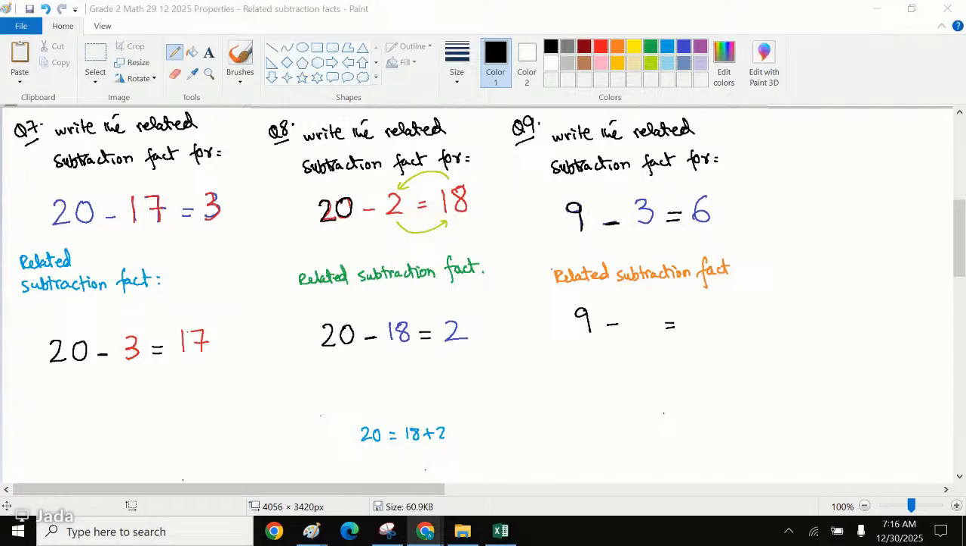Yes, thank you, Aiken. In this case, the answer is correct. 9 minus 6. What we are doing is we are swapping the positions of 3 and 6, right? 9 minus 6 would be equals to 3, right? So this pattern, this property is known as related subtraction facts, okay? And we can also say that the two smaller numbers, 6 plus 3, was equals to 9. They would sum up to 9, right?